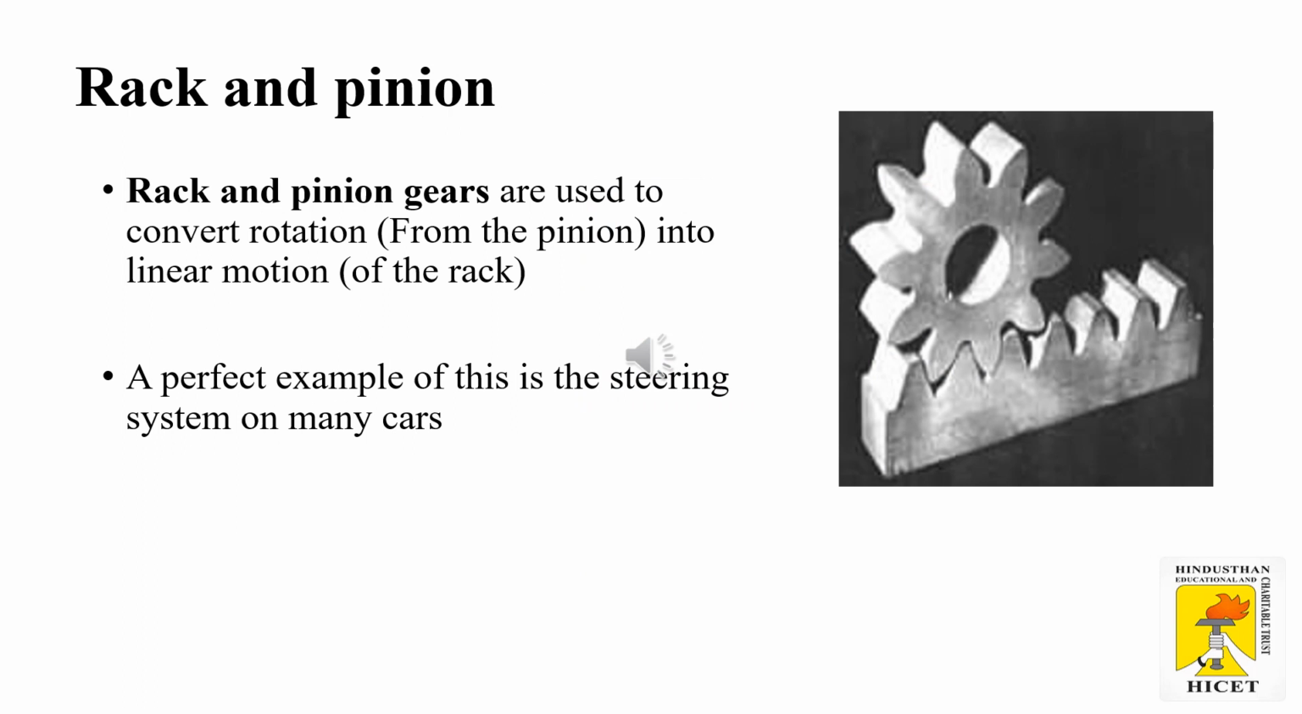A rack is a segment of a gear of infinite diameter. When a straight line gear called a rack meshes with a circular wheel called a pinion, the combination so formed is called a rack and pinion arrangement. The rack and pinion arrangement is used to convert rotary motion into linear motion, or translatory motion, or vice versa.